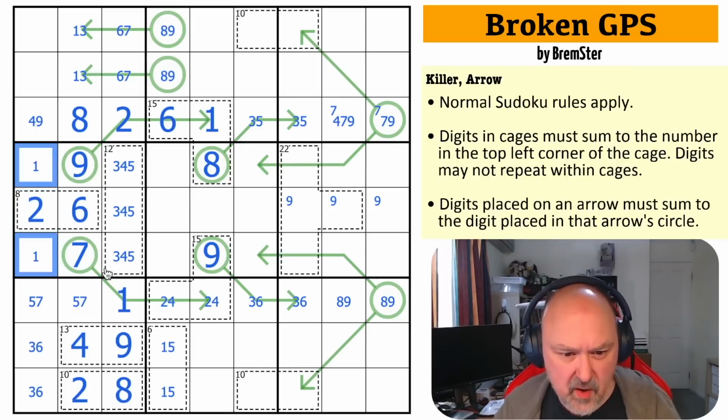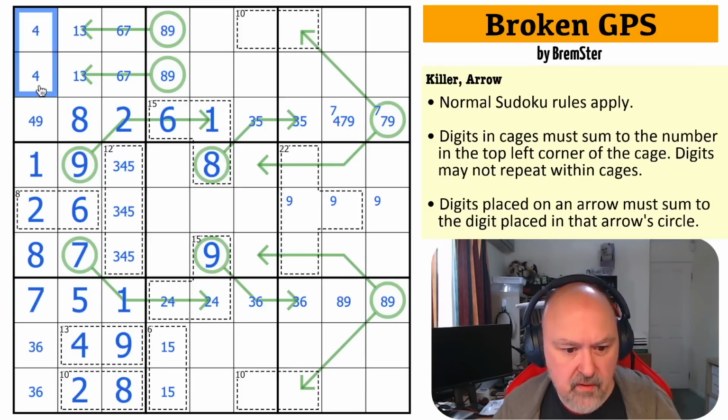And these are 1, 2, 3, 4, 5, and 8. The 8 here makes that the 1 and that the 8. This 7 makes this 5 and this 7. And 1, 2, 3, 4, 5, 6, 7, 4, 5, and 9 up here.